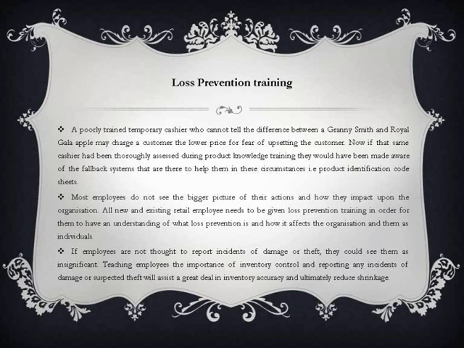If employees are not taught to report incidents of damage or theft, they could see them as insignificant. Teaching employees the importance of inventory control and reporting any incidents of damage or suspected theft will assist a great deal in inventory accuracy and ultimately reduce shrinkage.